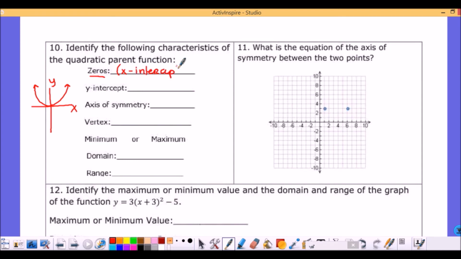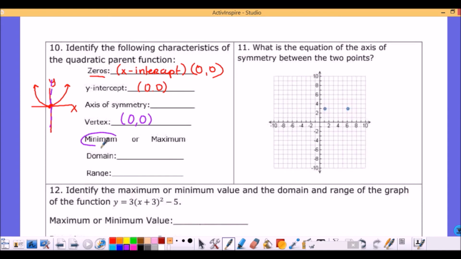This is going to be at 0, 0. So my x-intercepts or zeros are at 0, 0. My y-intercept is where it crosses the y-axis. It is also at 0, 0. The axis of symmetry, remember, is when it cuts the parabola in half. So it cuts it exactly at the vertex. So the vertex is at 0, 0 as well.